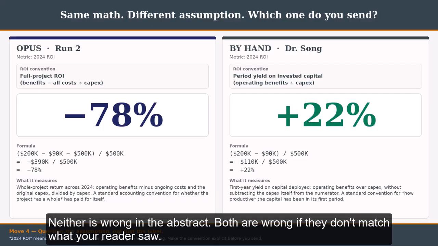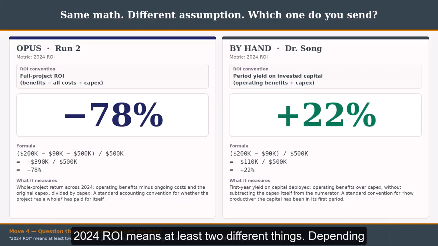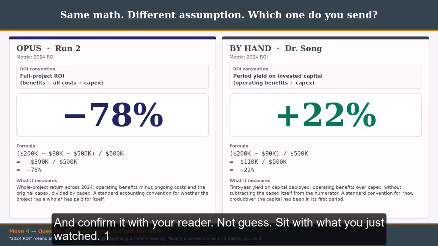Both are wrong if they don't match what your readers thought they were asking for. That is the fourth verification move. Question the assumption, not just the label. ROI means at least two different things depending on who's reading it. Before you send, your job is to make the assumption explicit and confirm it with your reader, not guess.